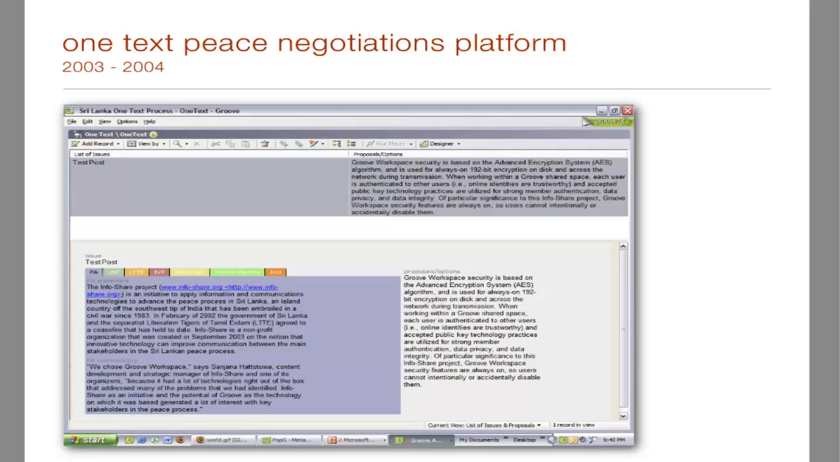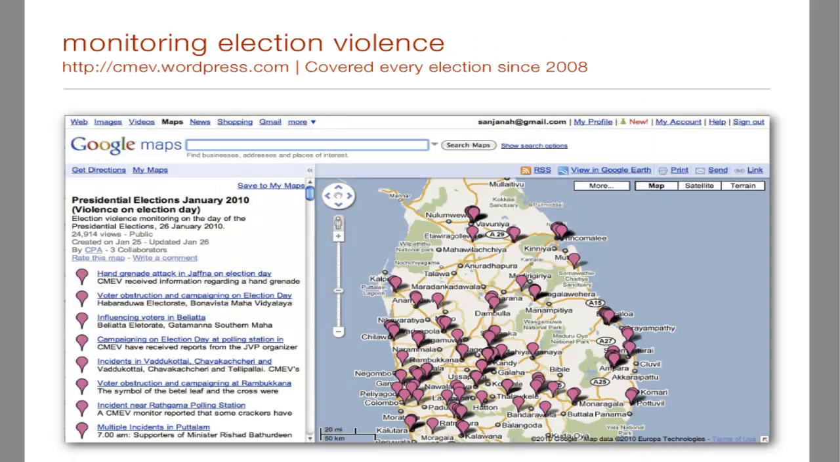I think at about the time Ushahidi started in Kenya, which was 2007, just a year after that, I started to use maps, Google Maps, for monitoring election violence. There's been a fair bit of it in Sri Lanka, much like Kenya and I suppose many other countries that are facing a democratic deficit. And I pretty much used it with an organization called the Center for Monitoring Election Violence, which is a spin-off of the organization I'm associated with in Sri Lanka, the Center for Policy Alternatives.